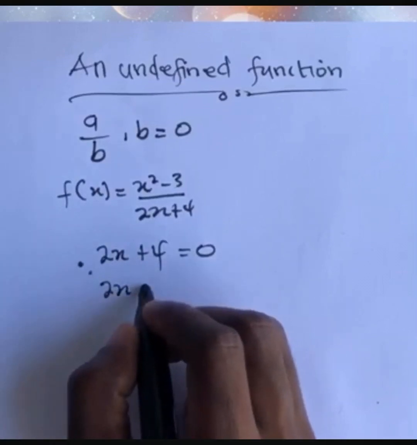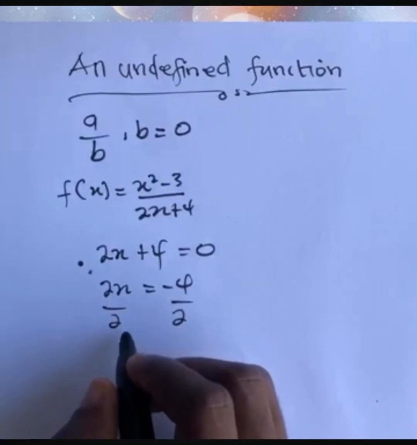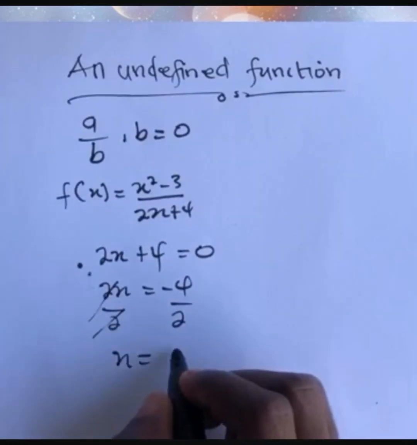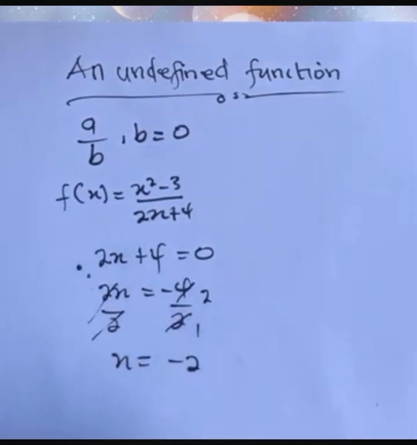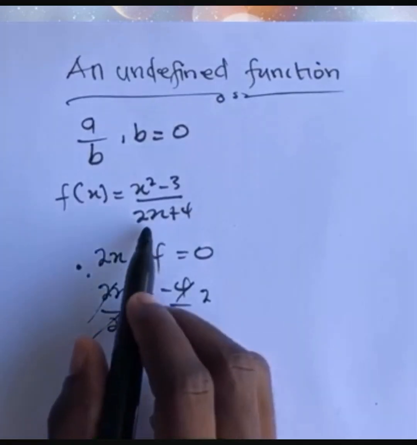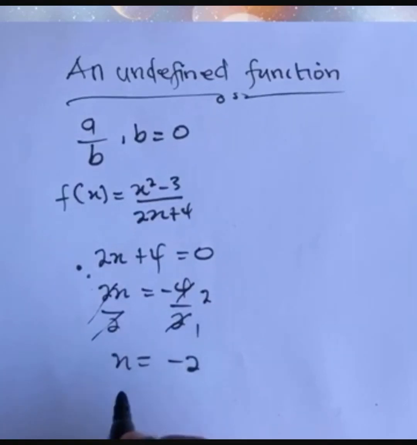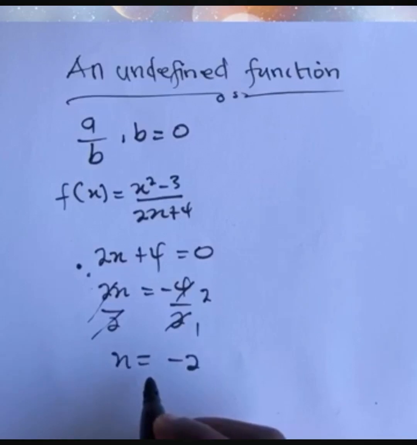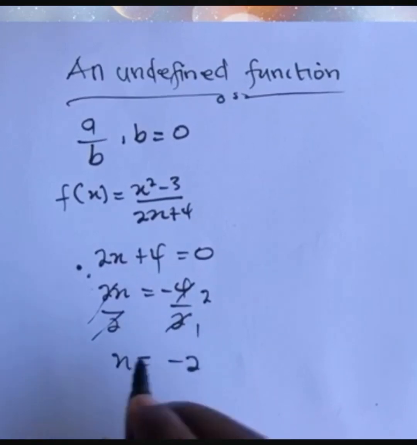So 2x equals negative 4. You divide both sides by 2. What happened here is that these 2 cancel, and I have x to be negative 4 over 2, which is negative 2. The meaning of this is that once I substitute this negative 2 into the denominator here, I'll get 0. So that's how we solve for what makes a function become undefined. Now let's look at another example.